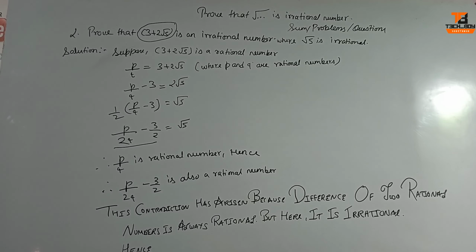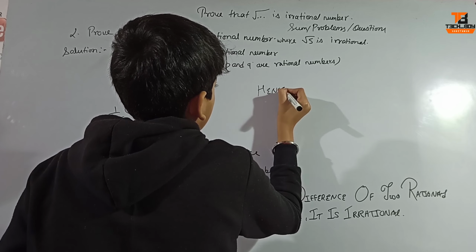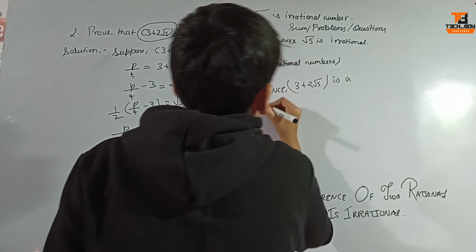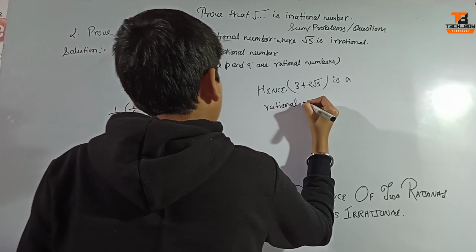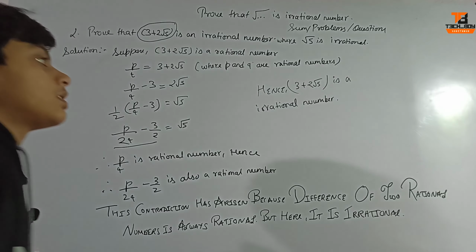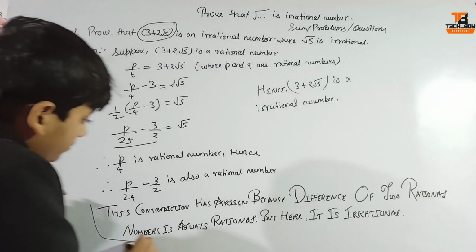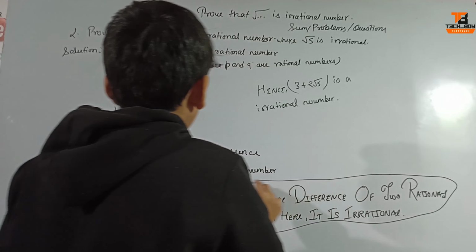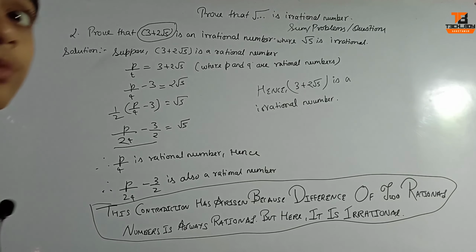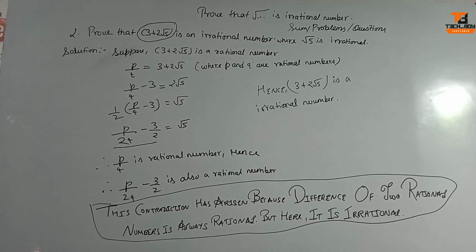Hence 3 plus 2 root 5 is an irrational number. Yeah? So you will have to do this many steps, brother. And you have to write this properly, as I have written. You have to learn this. Okay, you have to learn this. I will give you in PDF.